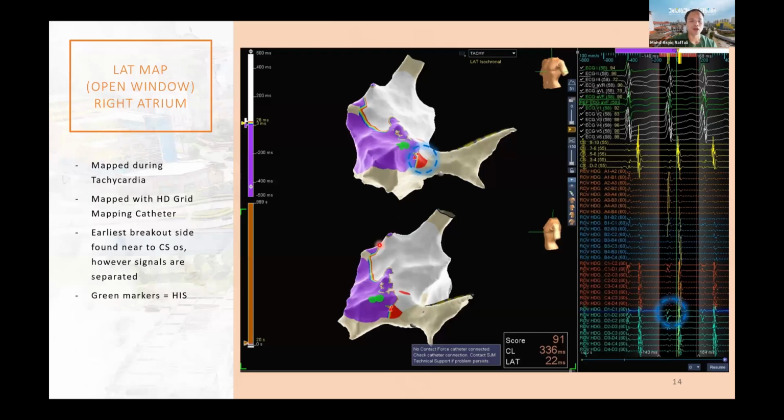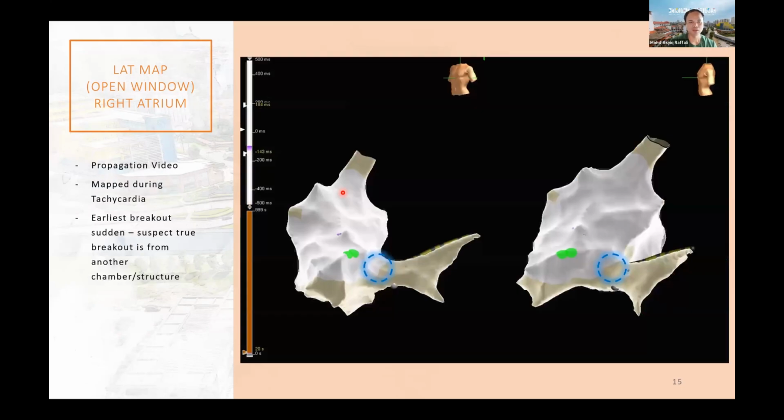So we mapped with the HD Grid during the procedure. The earliest breakout was found near the CS os, but there's no fusion of the signal. So we cannot really get a fused signal from all of the mapping. This is the activation propagation video. Okay, earliest breakout came near the CS os.